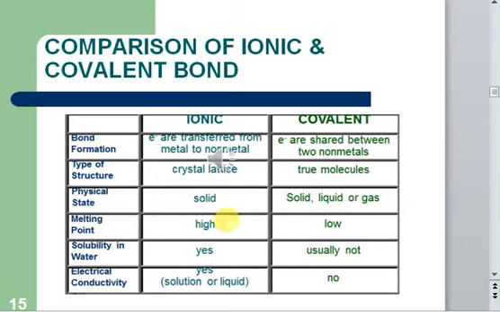Ionic compounds have high melting points, while covalent compounds have comparatively lower melting points. Ionic compounds are water soluble, while covalent compounds are not usually water soluble. Lower molecular weight covalent compounds may be water soluble, but they are not usually water soluble. Ionic compounds are good conductors of electricity in the form of solution or liquid, while covalent compounds are not conductors of electricity. So this is the comparison between ionic bond and covalent bond.